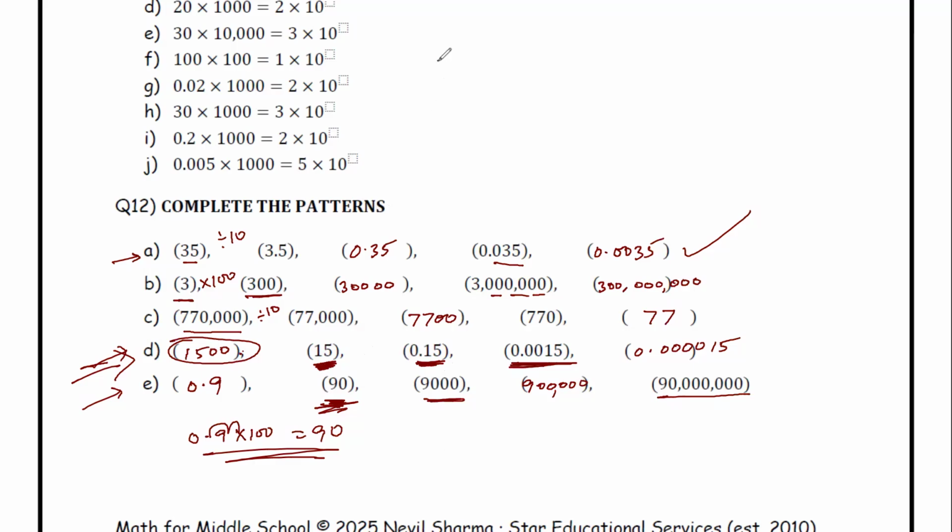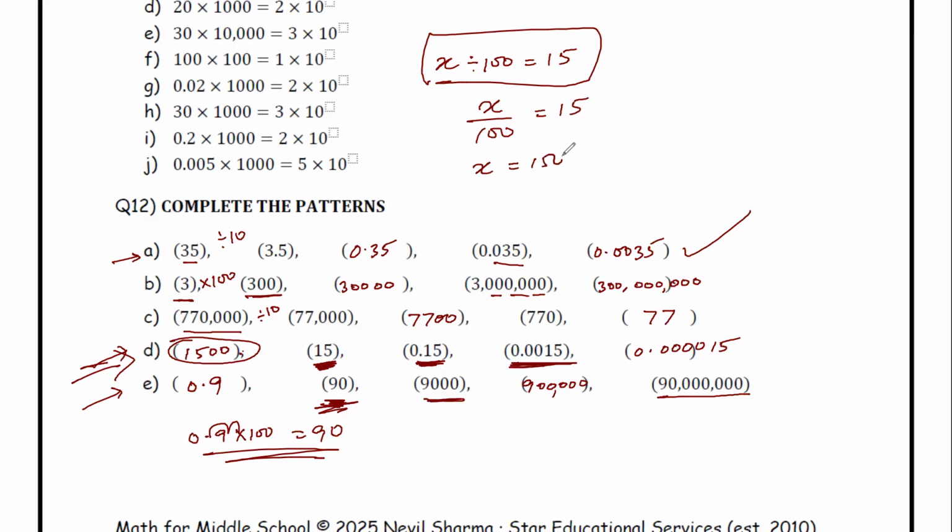So for the first one, let it be x, okay? We know that it gets divided by 100 to give you 15. So you rewrite this expression as x divided by 100 is equal to 15, and then you multiply 100 on both sides and you get 1500. You know what I mean? That's how you can find out this bracket out here.